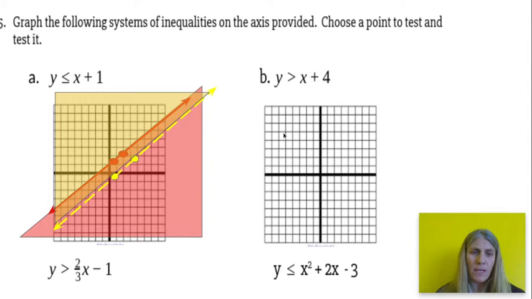Now, the area that you see in between here that is orange is our solution for this problem. So once again, anything on the solid line is a part of the solution, and anything on the dashed line is not a part of the solution.